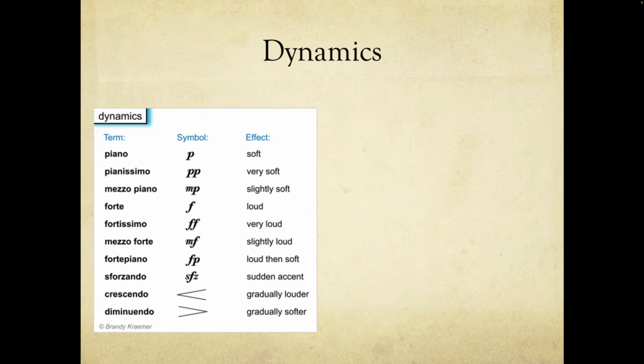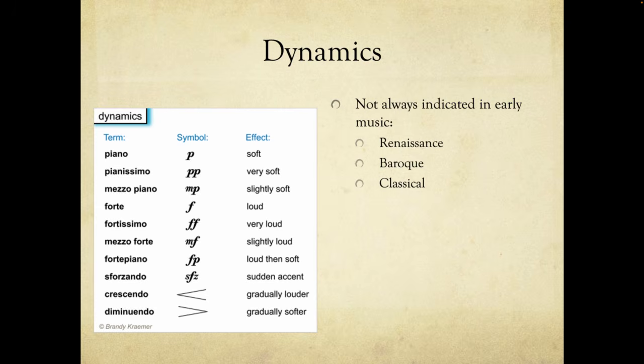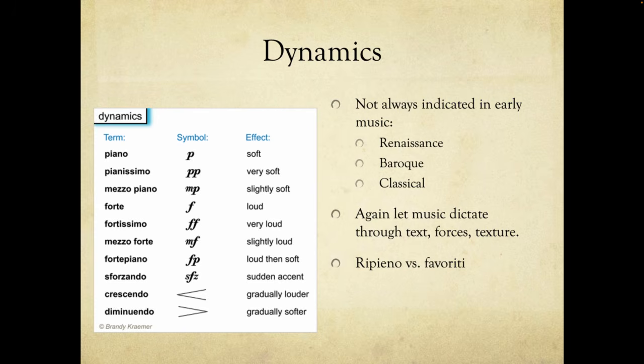Obviously, we know dynamics at this point in your degree, so that shouldn't be an issue, but they're not always indicated in earlier scores, especially in the Renaissance, all right? So you have to let music, text, forces, and so forth dictate that. If you're dealing with, in a Renaissance selection, a choir that's 8 voices and only 2 voices are in, it's likely that the composer's looking for a softer sound. If all 8 voices are in, obviously it's going to be louder. So you make decisions a lot of times based on those ideas.